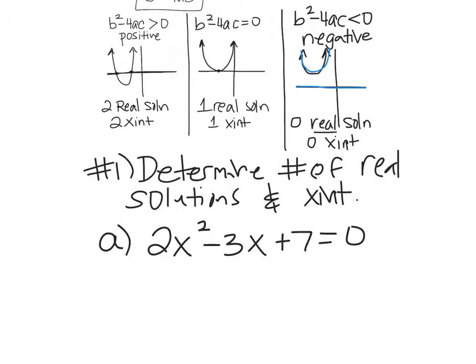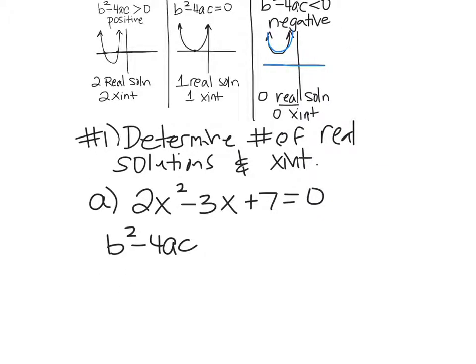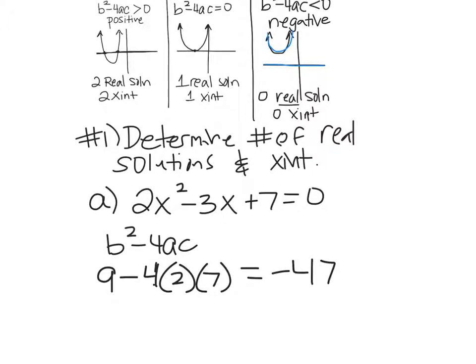There are really 2 ways to determine this. First, we're going to find the discriminant. Okay? b squared minus 4ac. It's the number inside of the radical. So this would be 9 minus 4 times 2 times 7. It's obviously going to be a negative number, right? So we get 9 minus 4 times 2 times 7, and so we get negative 47 here. So that's what the discriminant is.